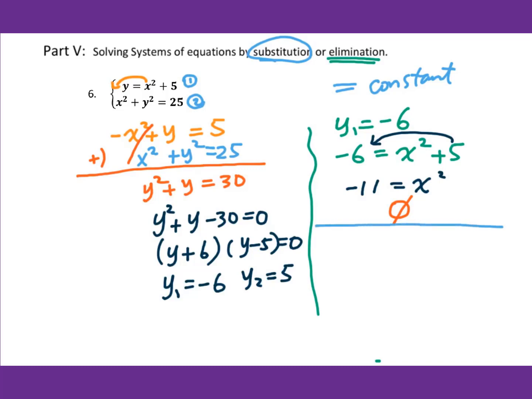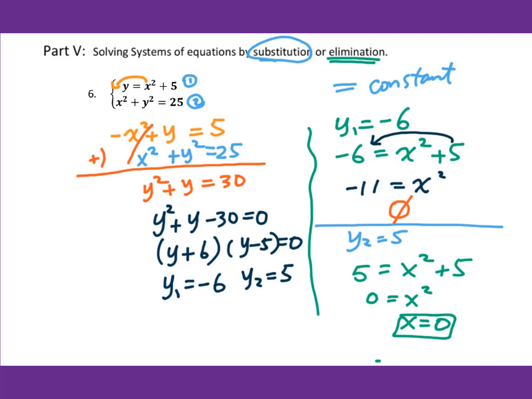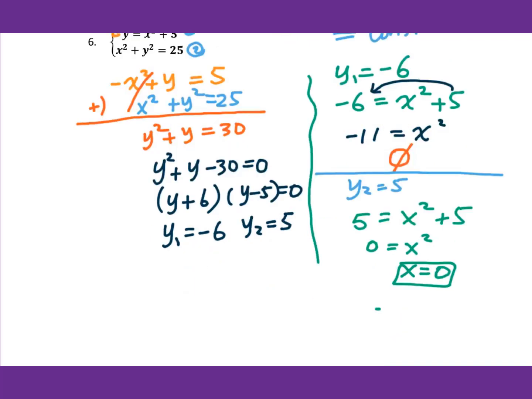Now let's check y2 equals 5. I still plug into the first equation. You got 5 equals x squared plus 5. x squared equals 0 because we minus 5 from both sides. Therefore, x equal to 0. So we got the solution (0, 5), only one solution.